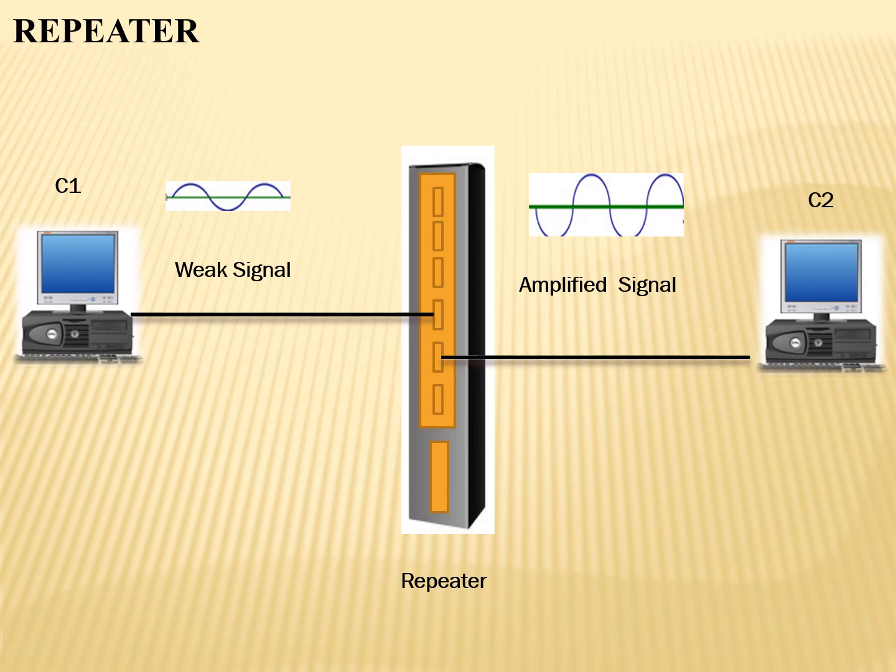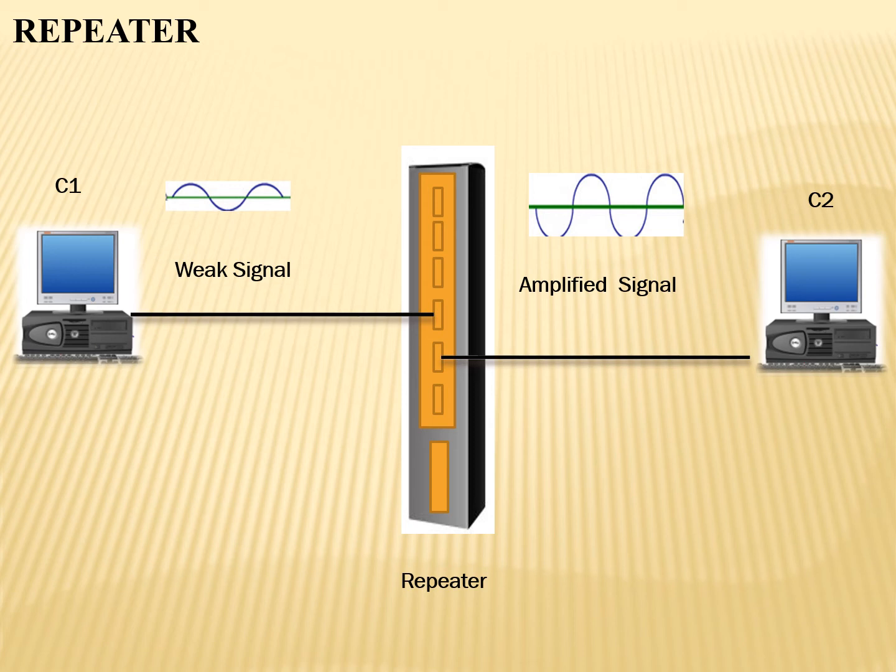So from C1, the data, that is the weak signal, whatever data has been sent in the form of signal, the weak signal will be given to the repeater. What will the repeater do? The repeater will amplify the signal and then send it to computer C2 so that computer C2 can easily understand the data. Okay.